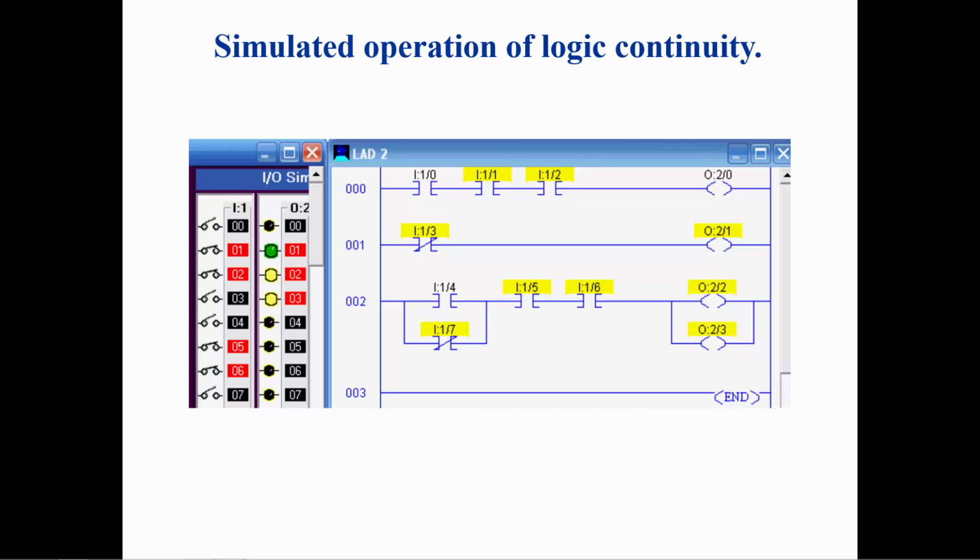Rung 1 only has an examine if open contact. In order to have logic continuity, the instruction needs to be true, which will occur when the switch at I:1/3 is open.